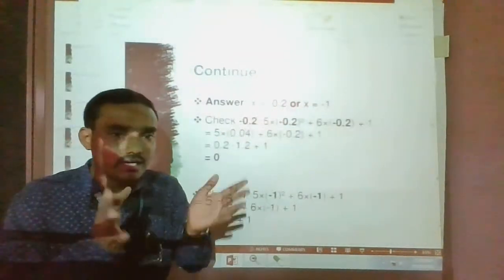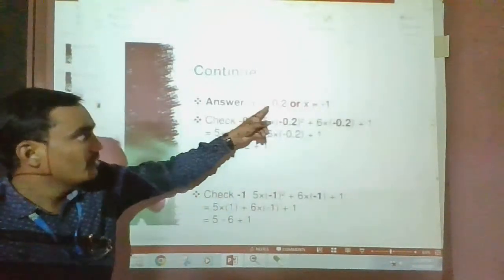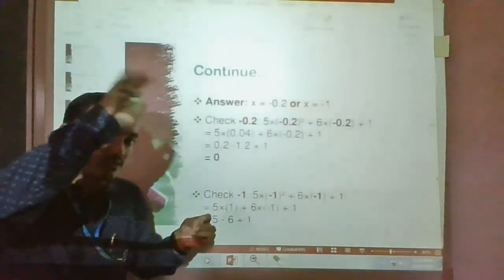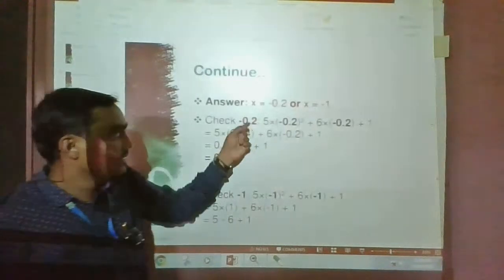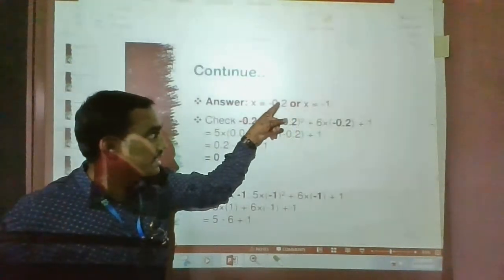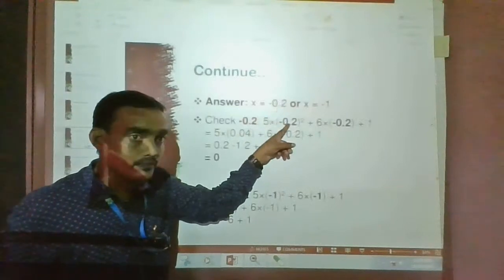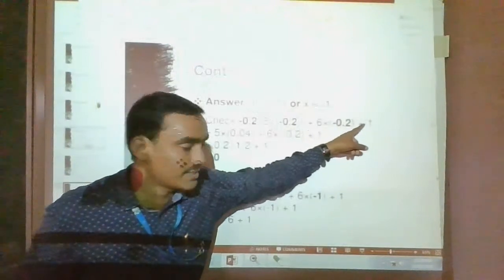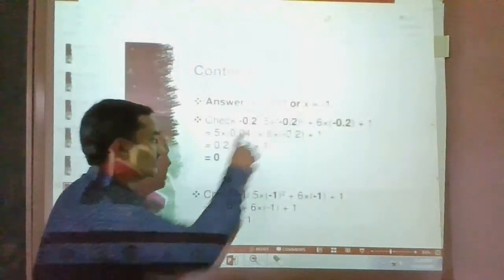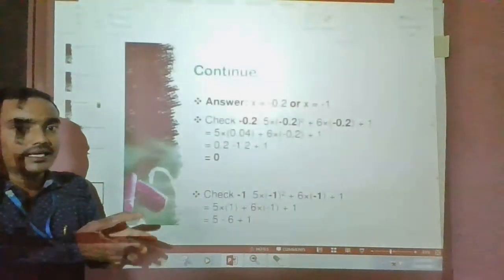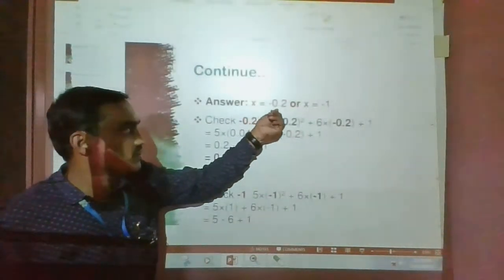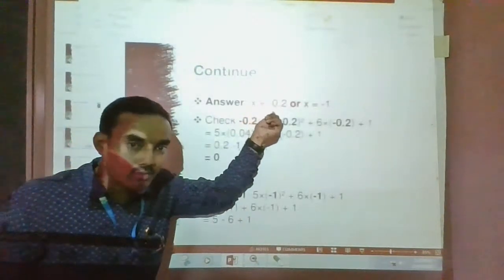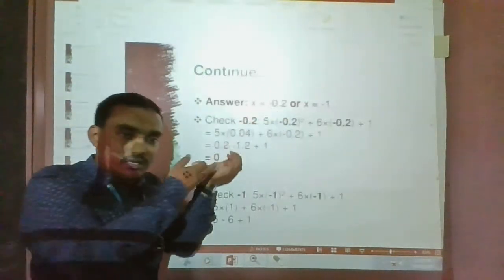Whether these two answers are right or wrong, we have to verify. So we put the given values, minus 0.2 or x equal to minus 1, in the given quadratic equation. The given quadratic equation is 5x square, where the x value is minus 0.2, plus 6x, again x value minus 0.2, plus c value 1. After the simplification, the final answer becomes 0. Then it is clear that minus 0.2 is a root of the given quadratic equation.